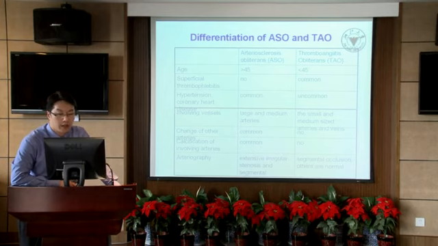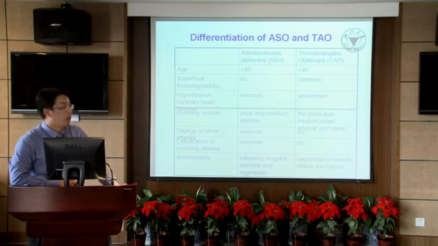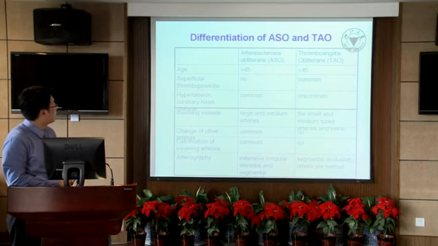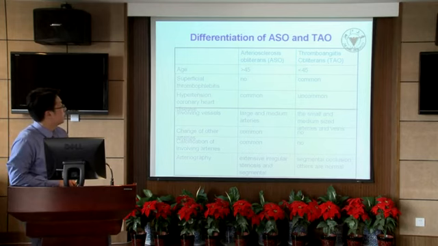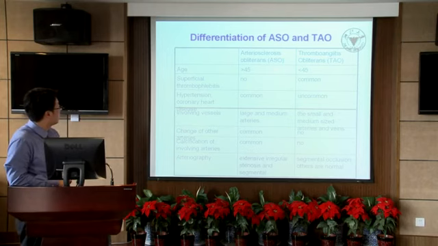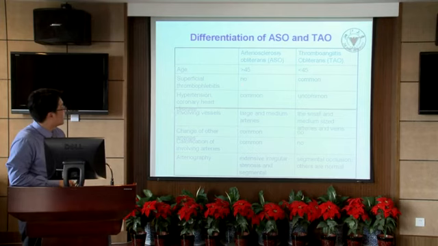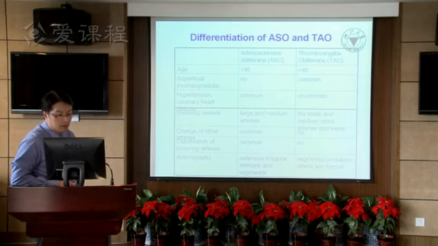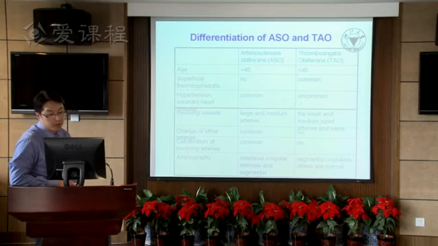Differentiation of ASO and TAO is very important. In ASO, the age is more than 45 years old. In TAO, the age is younger than 45 years old. In ASO, the superficial phlebitis is absent, but it is very common in TAO. Hypertension and coronary heart disease are very common in ASO, but uncommon in TAO.